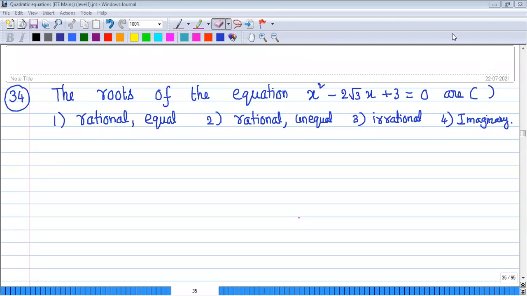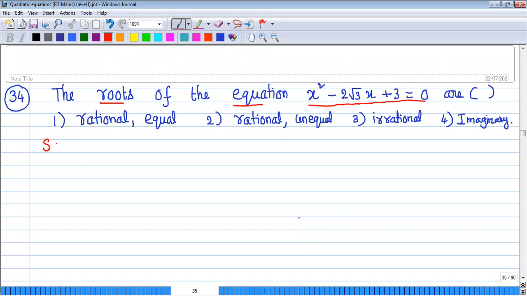Good morning, all. So, in the last session, actually, the 34th question we did wrong. Mistakenly we have written rational and equal. That's incorrect. The roots of the equation x square minus 2 root 3x plus 3 equals to 0 are.